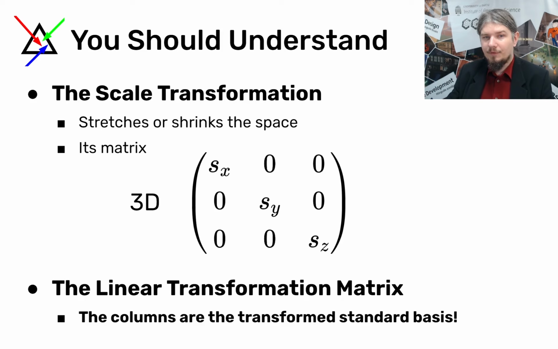Now from this video, you should understand the scale transformation. So it kind of stretches or shrinks the space. Its matrix, in 3D, is similar to 2D. On the diagonal, we have scale factors and everything else needs to be 0. And you should now also have a better understanding of the linear transformation matrix. The columns of such matrices are the transformed standard basis.